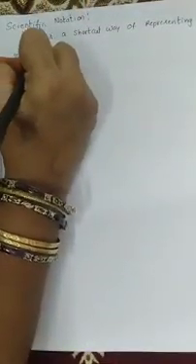Today we discuss a topic, scientific notation. It is in basic concepts of chemistry. What is scientific notation? It is a shortcut way of representing a big number in a simple form, that is N into 10 to the power of n.